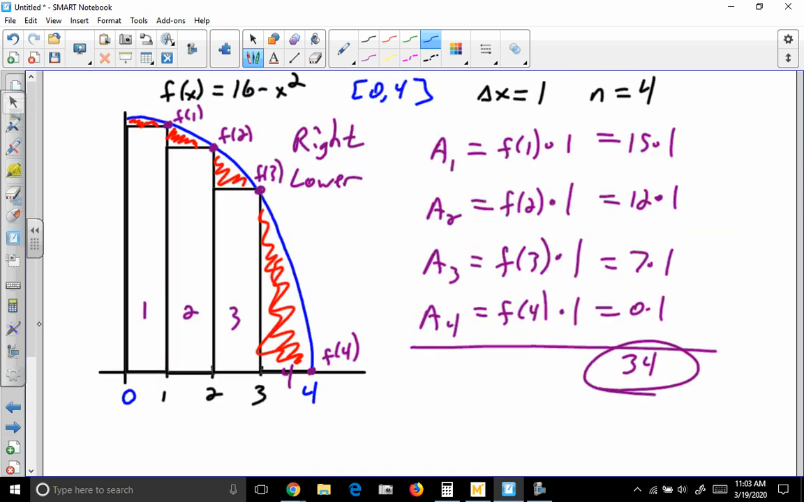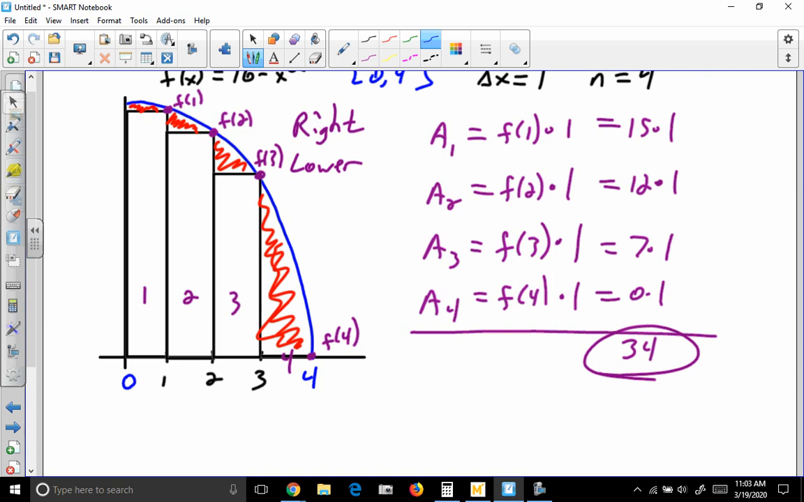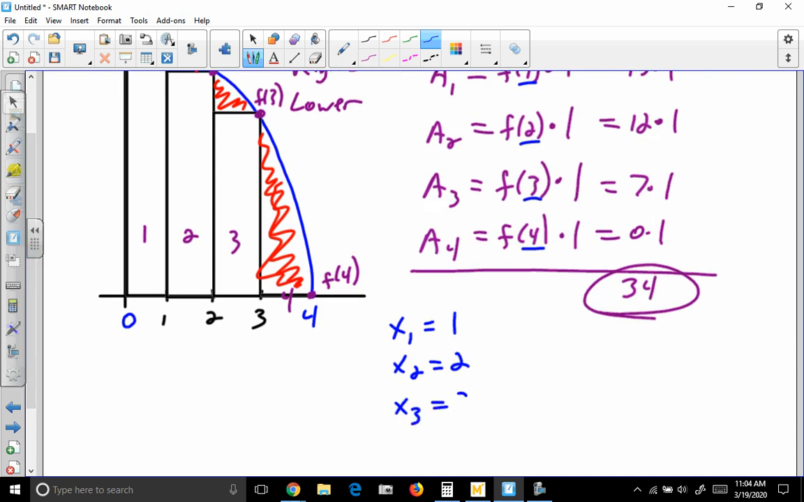If we're doing a right-hand sum, then we're using 1, 2, 3, and 4 as our x values. x sub 1 is 1, x sub 2 is 2, x sub 3 is 3, and x sub 4 is 4. So starting at 0, to get to 1, we've gone over 1 delta x. Starting at 0 to get to 2, we've gone over 2 delta x's. To get to 3, we've gone over 3 delta x's, and to get to 4, we go over 4 delta x's.